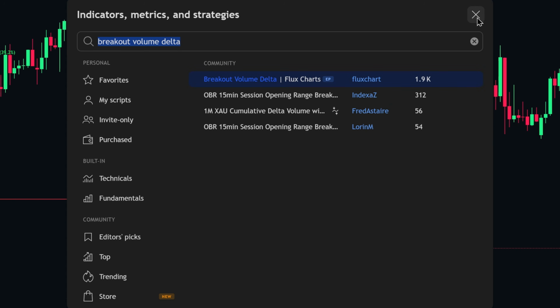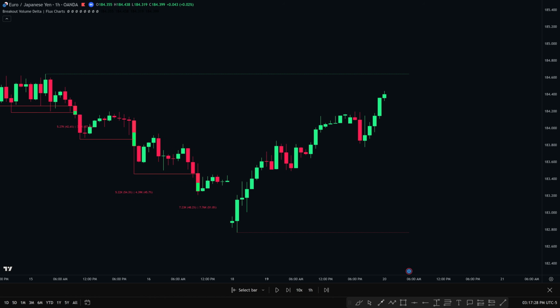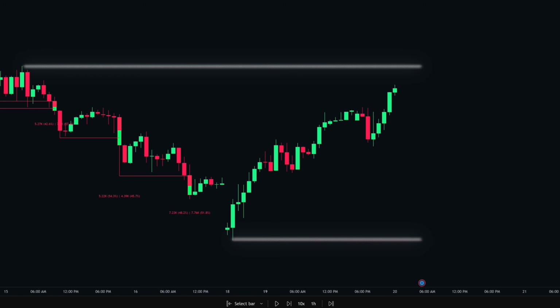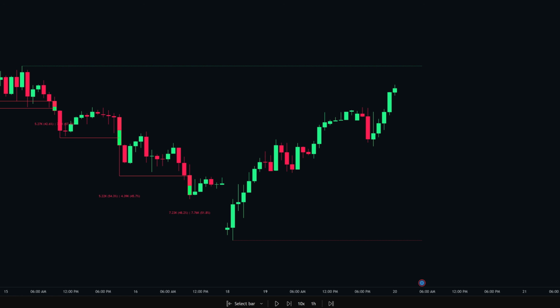Once the indicator loads, you will immediately notice a few important elements appear on the chart. First, the indicator automatically identifies swing highs and swing lows in the market. These swings represent areas where price previously changed direction. Horizontal levels are drawn from these swing points, and they act as potential support and resistance levels. These levels are important because the indicator monitors them to detect possible breakout opportunities.